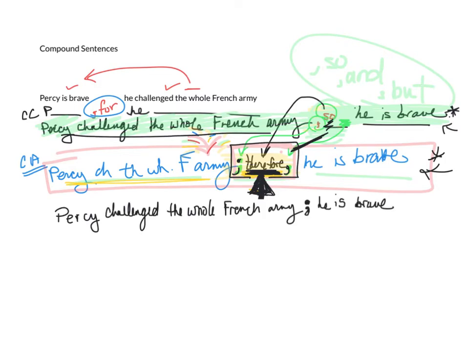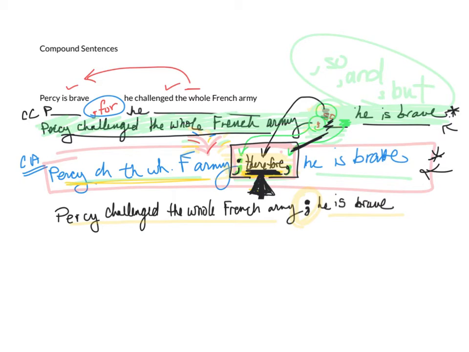So here we have a structure that you may not have seen as often, but it's equally valid. You have two complete sentences. Percy challenged the whole French army. He is brave. Two complete sentences. They are joined together with a semicolon and only a semicolon. The grammar there is absolutely fine, but the question is stylistically, when do I use a semicolon and why do I use a semicolon? Well, if I use a semicolon, I have no connecting words. I don't have the so.